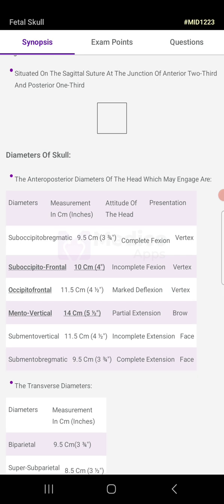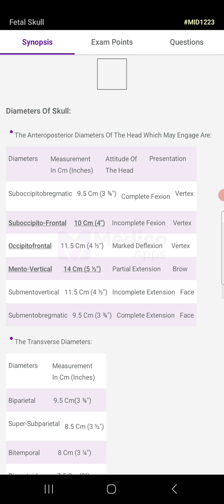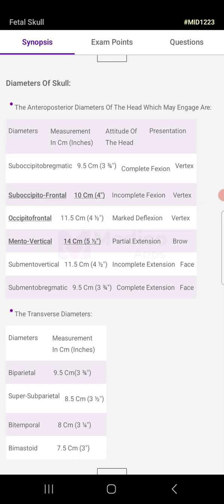Diameters of the skull. The anteroposterior diameters of the head: suboccipitobregmatic 9.5 cm, which engages in complete flexion, vertex. Suboccipitofrontal 10 cm, incomplete flexion, vertex. Occipitofrontal 11.5 cm, marked deflexion, vertex. Mentovertical 14 cm, partial extension, brow. Submentovertical 11.5 cm, incomplete extension, face. Submentobregmatic 9.5 cm, complete extension, face.